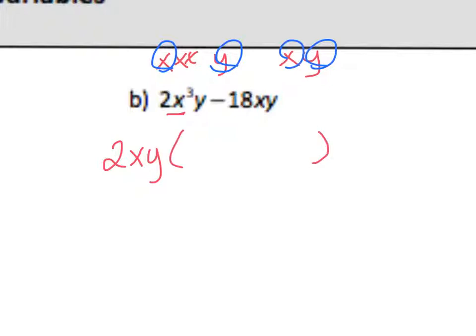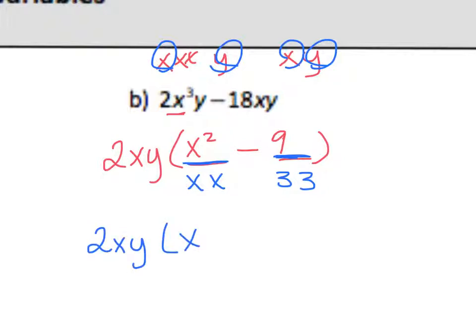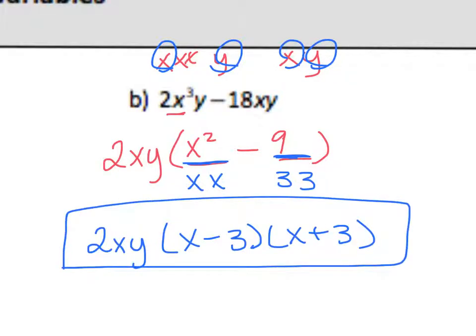And now we got to write the leftovers. So we've got, let's see, 2 x's left over, and then we have a 9 and no variables left over in the back. So looking at the leftovers, you have x squared and 9. Those are both perfect squares, x times x and 3 times 3. So bringing down our greatest common factor and using that pattern of difference of perfect squares, your final answer would be 2xy times x minus 3 times x plus 1.